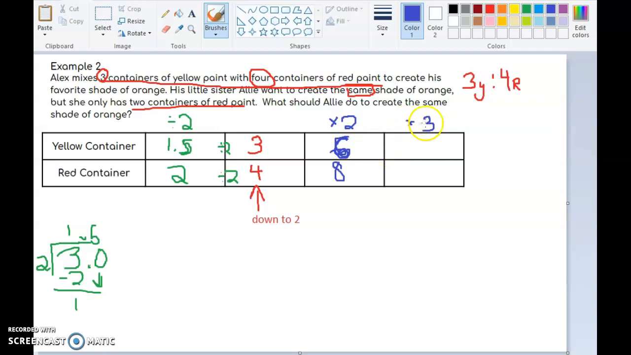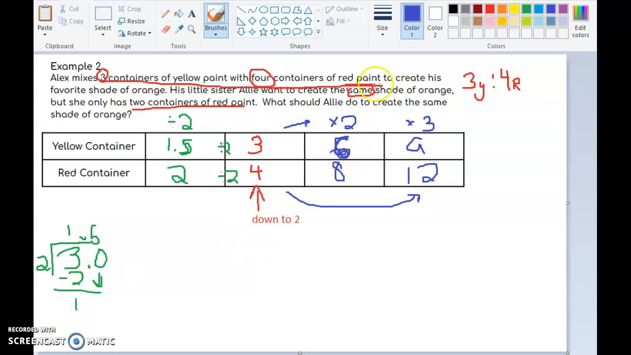6, okay? Gotta finish the column. 3 times 3 is 9, and 4 times 3 is 12. Okay, and yes, I did use this one because I don't want to use a decimal if I don't have to, okay? Let's go ahead and look at our very next one.